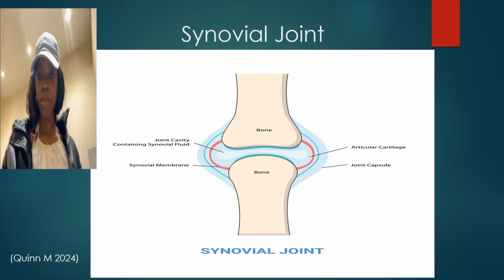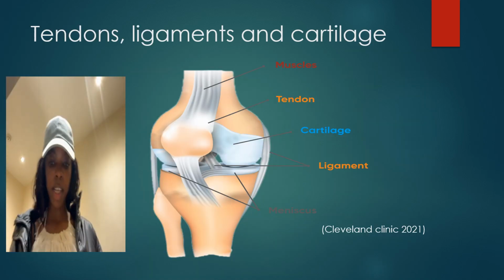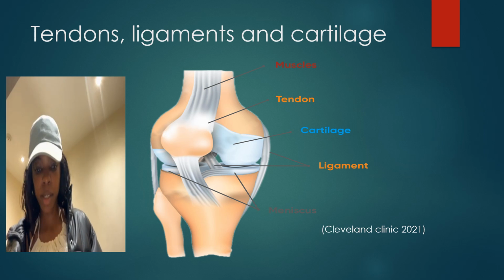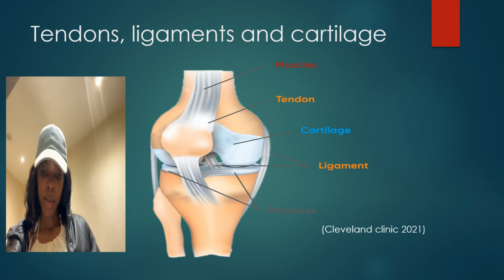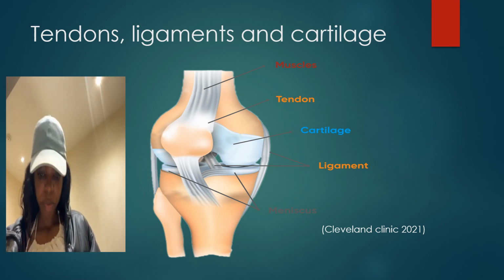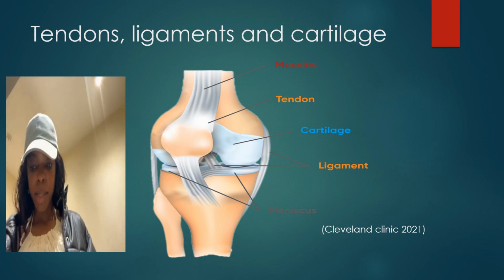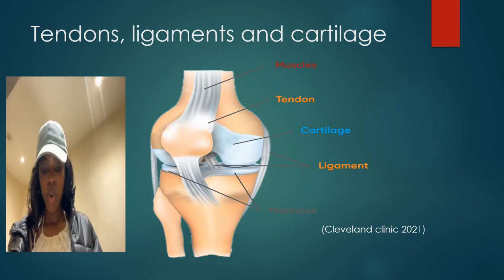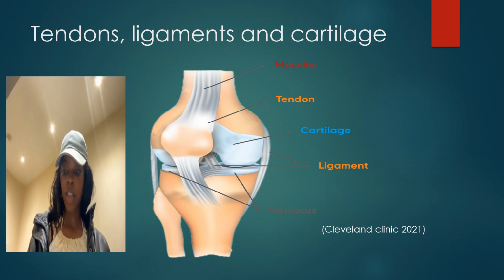Okay, the next question is the explanation of the properties and functions of tendons, ligaments, and cartilage. Tendons, ligaments, and cartilage are connective tissues with distinct properties and functions.